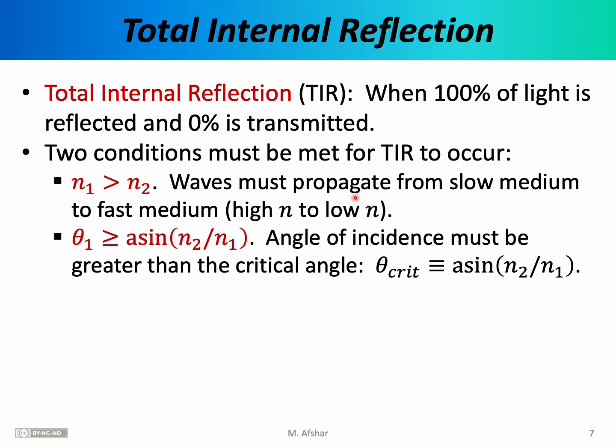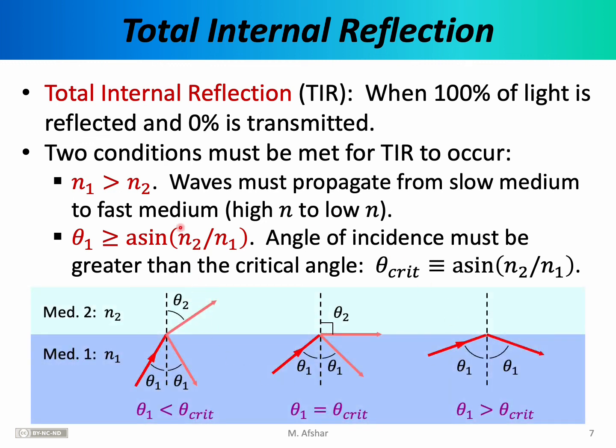We say that the waves must be propagating from a slow medium to a fast medium, otherwise TIR cannot happen. Furthermore, theta 1 must be greater than or equal to this critical angle. This critical angle is the threshold between transmission and no transmission. For theta 1 less than the critical angle, there will be some transmission. For theta 1 greater than the critical angle, there will be no transmission, hence total internal reflection.